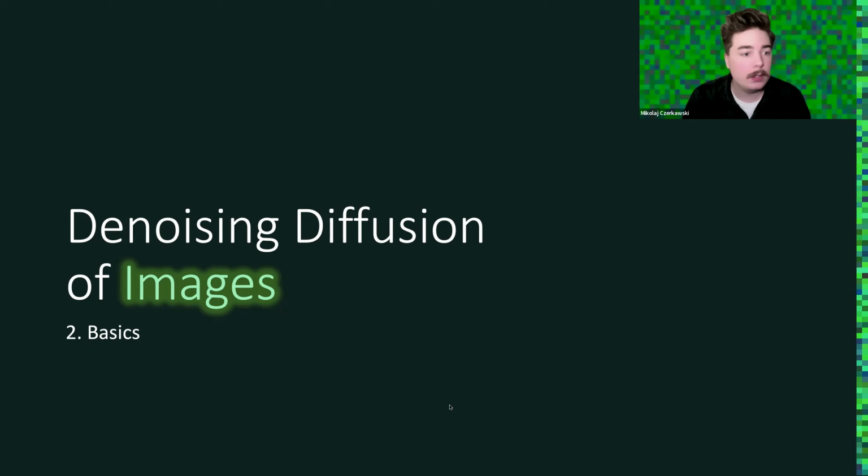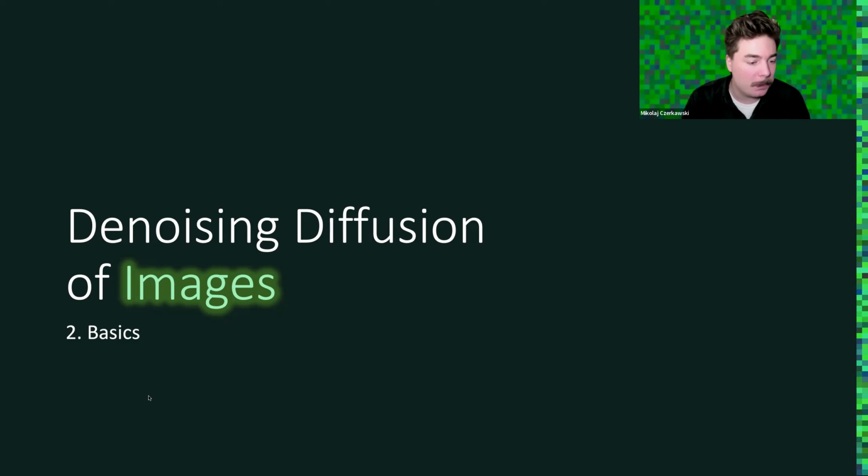Okay, welcome to this episode on denoising diffusion process for images specifically. So in this episode, we'll go through some more details that are more related to the problem of generating images. And by images, we mean something that has height, width, and maybe several channels such as RGB.